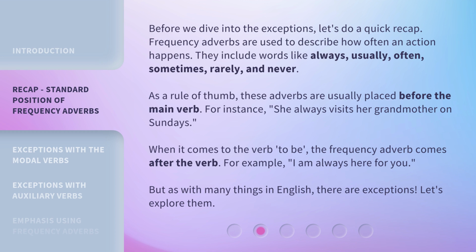When it comes to the verb to be, the frequency adverb comes after the verb. For example, I am always here for you. But as with many things in English, there are exceptions. Let's explore them.